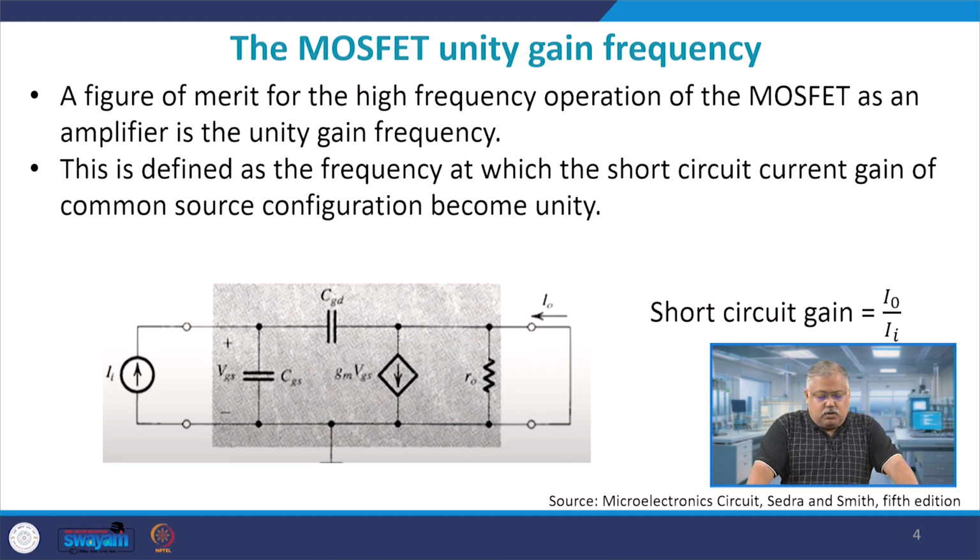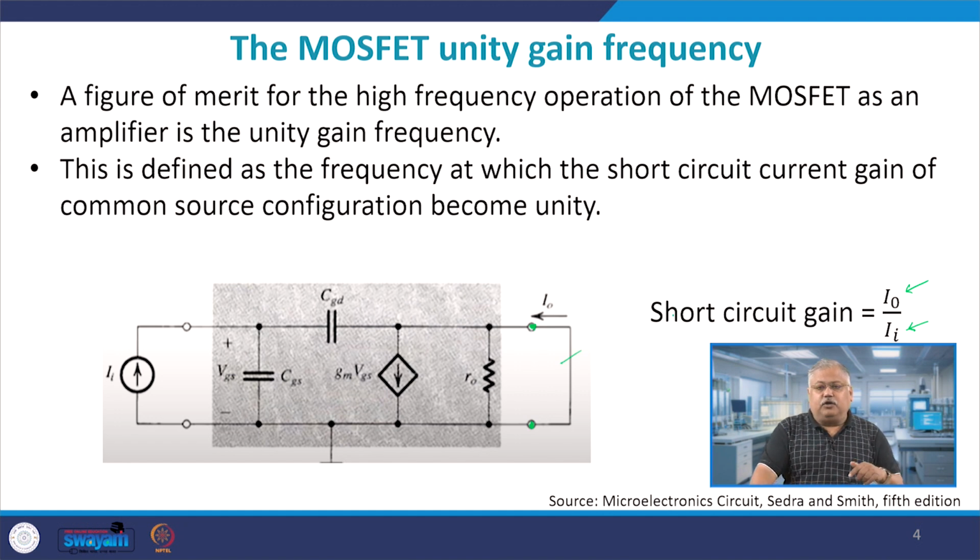Okay. So, this is the high frequency model of a MOS device, keeping in mind all these important things. Now, one very important figure of merit for a MOS device, especially when you want to do analog design, is the unity gain frequency. So, we try to find out where the short circuit current gain of a common source configuration becomes unity. The output terminals, these two, are the output terminals of a 2 terminal network, and I am shorting these two together.